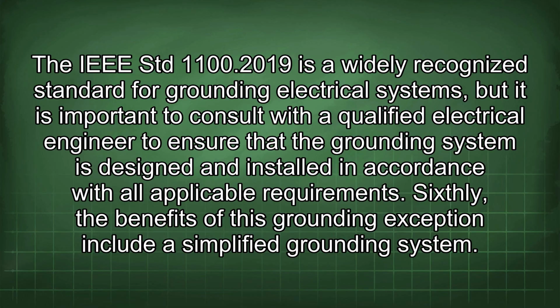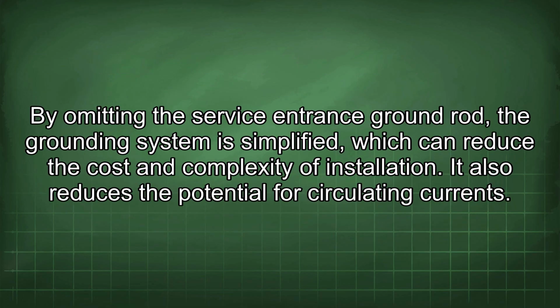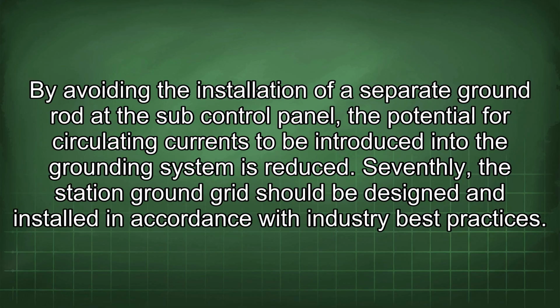Sixthly, the benefits of this grounding exception include a simplified grounding system. By omitting the service entrance ground rod, the grounding system is simplified, which can reduce the cost and complexity of installation. It also reduces the potential for circulating currents. By avoiding the installation of a separate ground rod at the sub-control panel, the potential for circulating currents to be introduced into the grounding system is reduced.